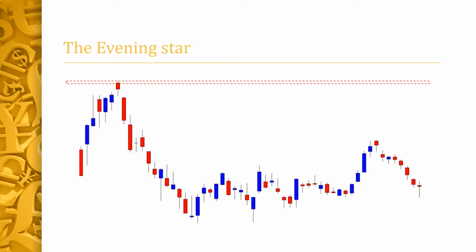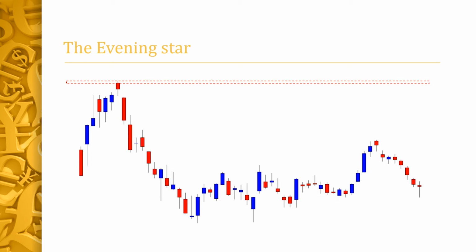The evening star, as you see here, the market was trading strongly to the upside, and then we got this gap up, we got this smaller body candle, and that was at a good resistance level. Then the next candle traded deeply below the evening star, and the market started heading down all the way. That shows us a very good example of the evening star.